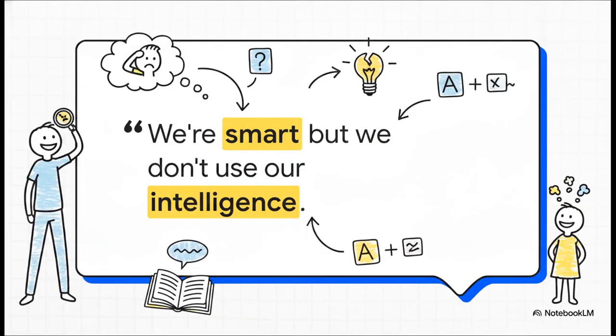Now, what's really interesting is this specific quote from the source material. We're smart, but we don't use our intelligence. I absolutely love this because it's a slightly humorous, deeply relatable human moment. It perfectly highlights how we don't just use adjectives for physical traits like being tall or short, we use them to describe our real-life quirks and, frankly, our human contradictions. It completely grounds this grammar lesson in everyday reality.